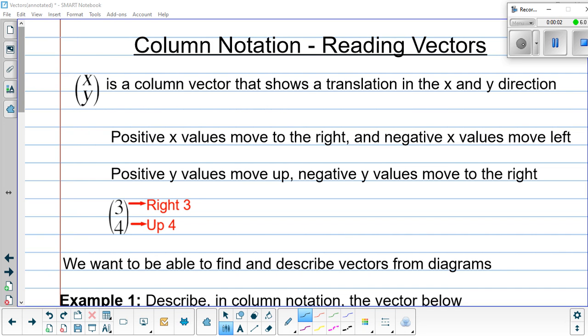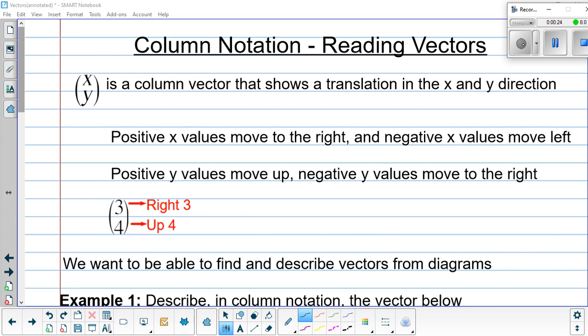Hi, it's Mr. Kennedy here, and today we're going to look at column notation, so reading vectors, okay? So, we've talked about how column vectors are simply like translations, but instead of moving shapes, we're just going to point with an arrow what our translation actually is doing. That's what a vector says: what happens where we start and go, right? If we start at some point and end at the other?